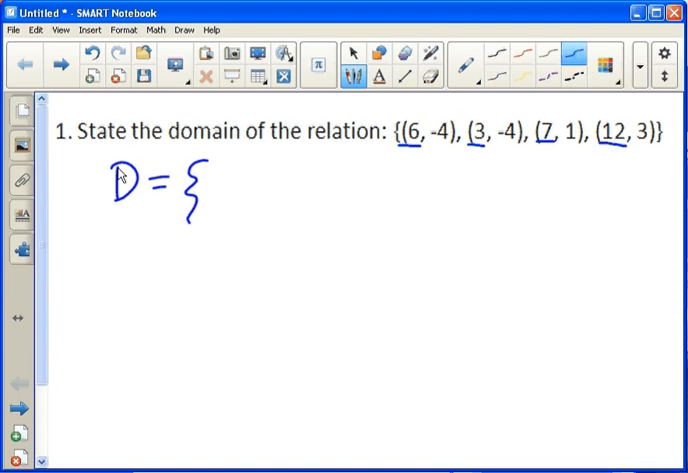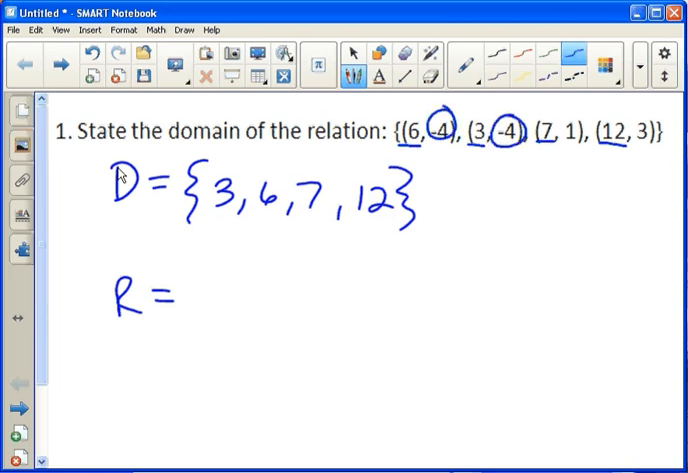Now you don't have to put them in order, but that's usually how people do it, so we'll do 3, 6, 7, and 12. And just so you know, in case they do ask for the range, I know they did not on this problem, but in case they do on the test, the range is the y values. So that would be -4, -4, 1, and 3. Just because -4 shows up twice doesn't mean you need to put it twice. You can just put -4, 1, and 3.